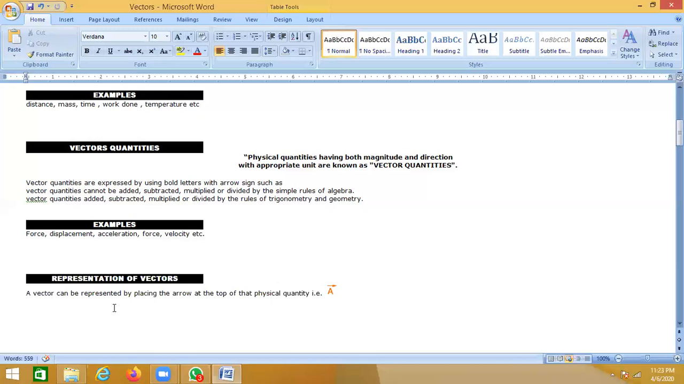Now, you can see here that vectors can be represented by an arrow. For example, let me write here, we are saying force is a vector quantity, right? So when I'm writing the symbol for force, you can see I'm also mentioning the arrow, right? It is important for representing the vector quantity, right? So now we will move on towards the next topic.